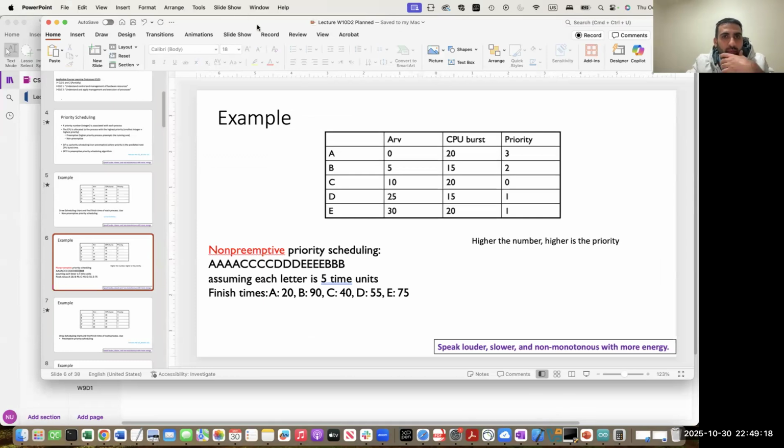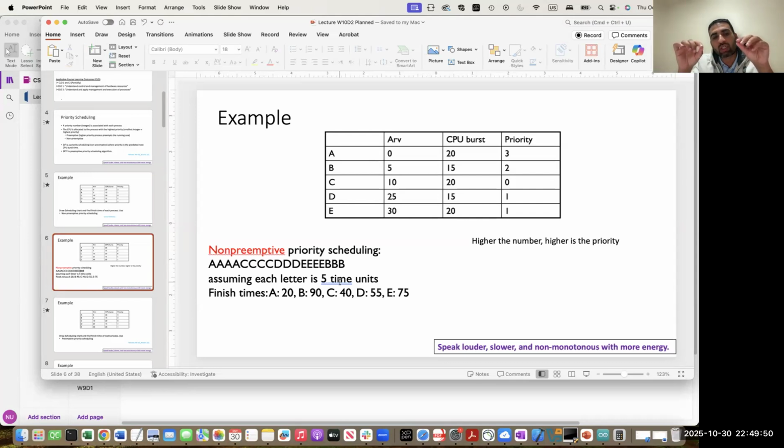Someone sent a message. So we just assume any time unit, like you just assume 5 time units. Here, in this slide, instead of drawing the Gantt chart, I just wanted to show the schedule by putting letters. Now, how long a process runs, I show it by putting letters. So one letter represents 5 time units.